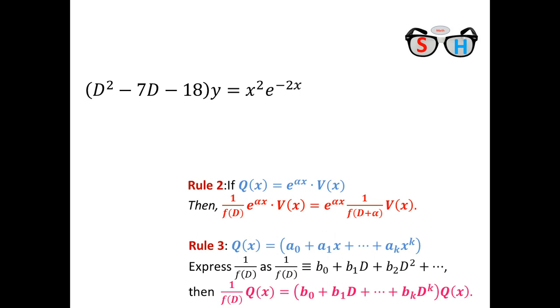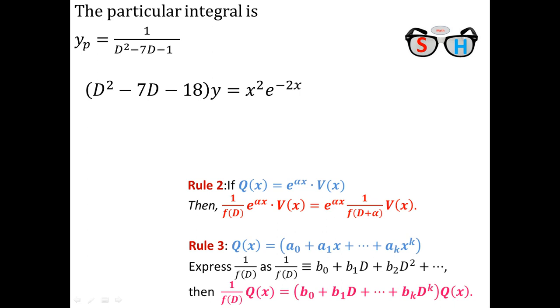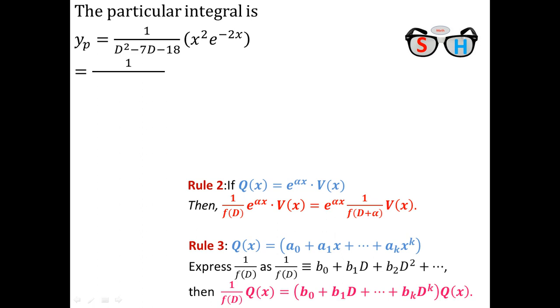Now we have to find the particular integral. You see that this is the main differential equation. Here I wrote down some formulas because we use these formulas later. The particular integral will be 1 by f(D) of Q(x), that is, 1 by D squared minus 7D minus 18 of x squared e to the power minus 2x. Now I factorize the denominator. This will be (D minus 9) into (D plus 2). Now I use rule 2. You see that this is an exponential function into another function, so I use rule 2.